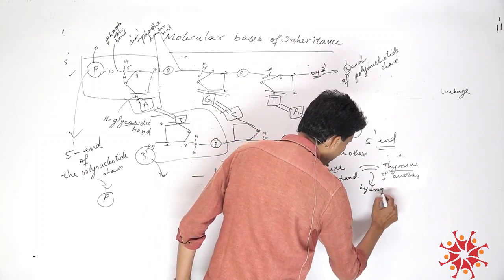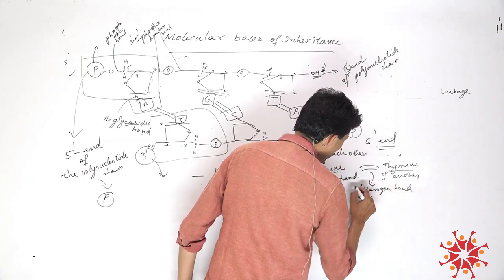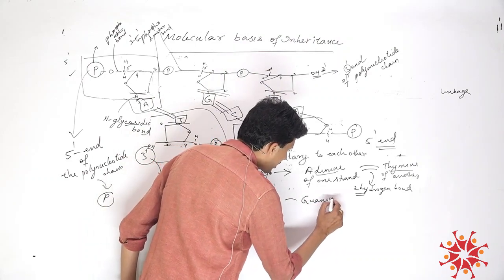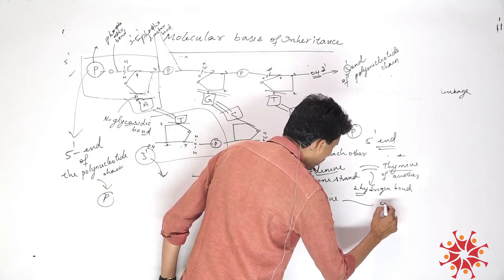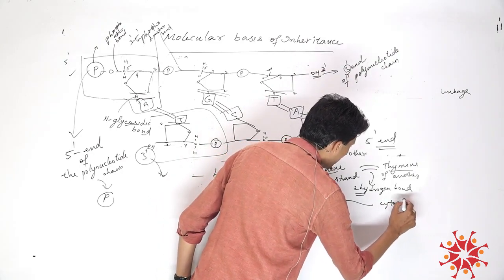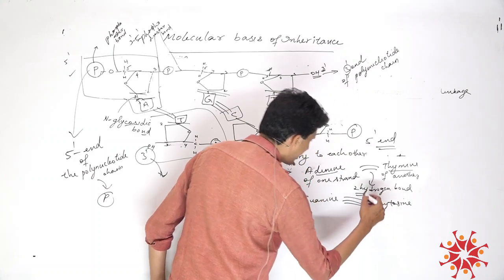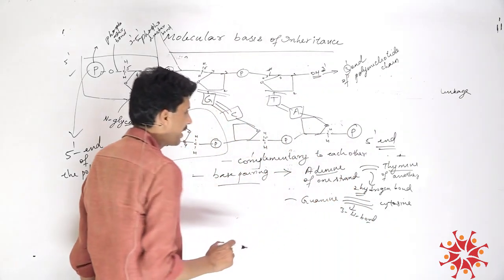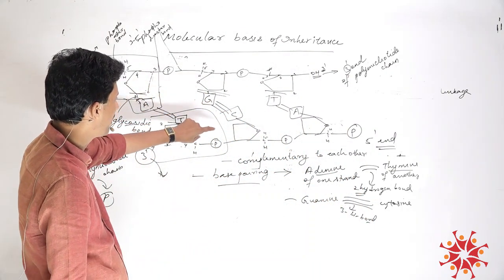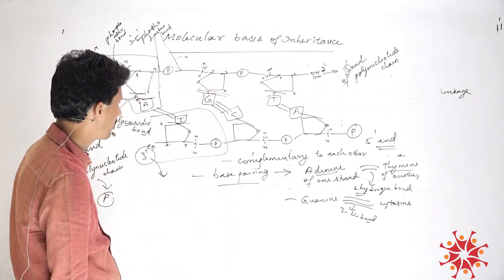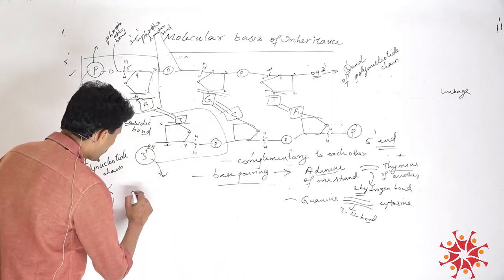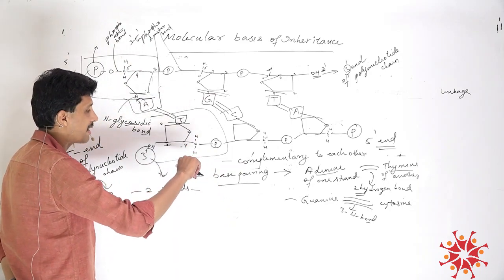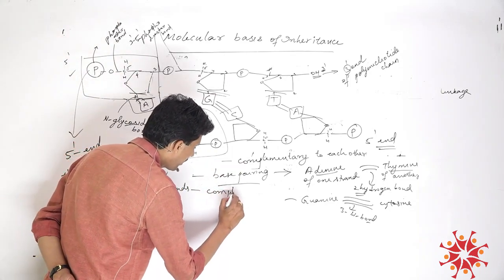Adenine of one strand will always base pair with thymine of the other strand, and this base pairing forms two hydrogen bonds. Similarly, guanine of one strand will form three hydrogen bonds with cytosine of the other strand. So adenine will only base pair with thymine, and guanine will only base pair with cytosine, and vice versa. So the two strands in a DNA are not only antiparallel, but also complementary.